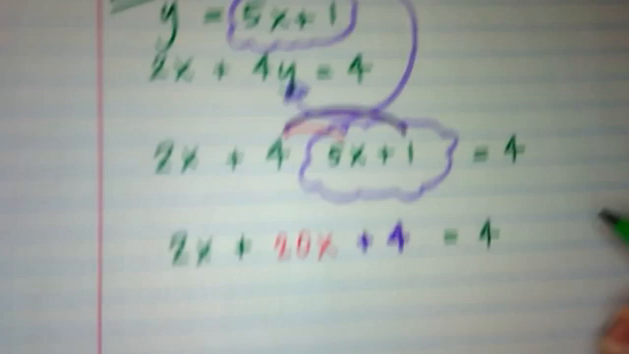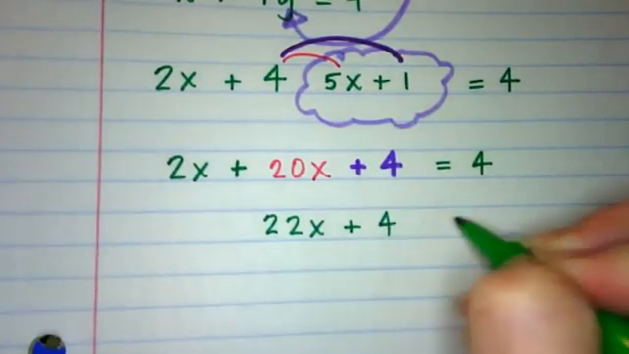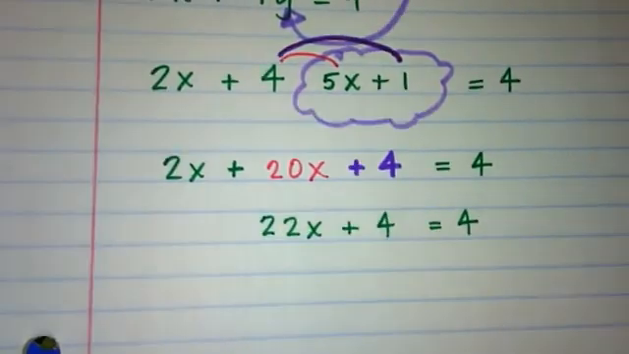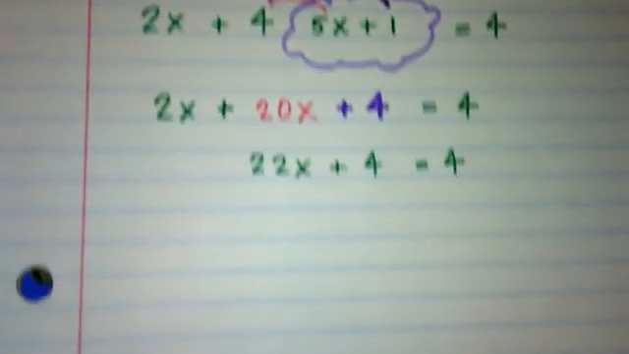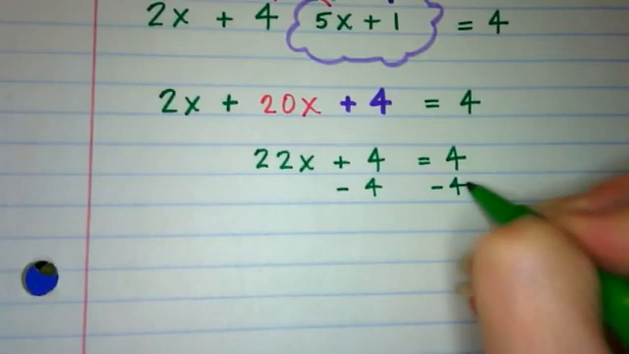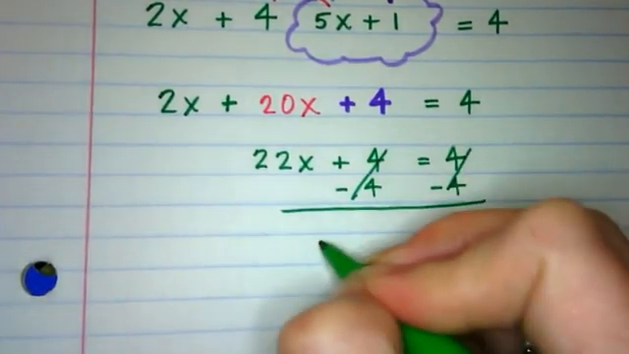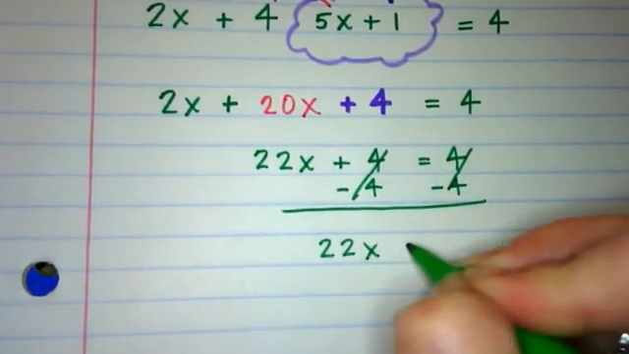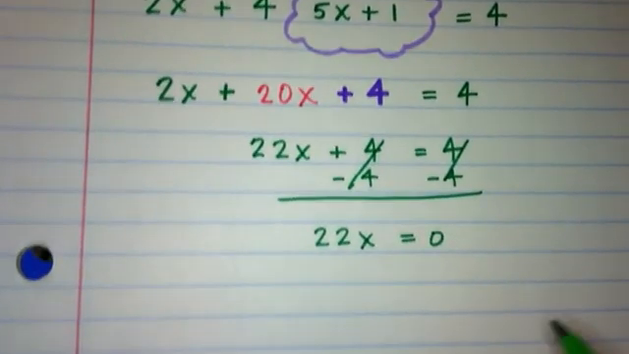All right, now I can add those two together. So that would be 22x plus 4 equals 4. So now when I go to solve, I'm going to subtract 4 from both sides. So 22x equals 0. Then divide by 22. That cancels, and x is 0.